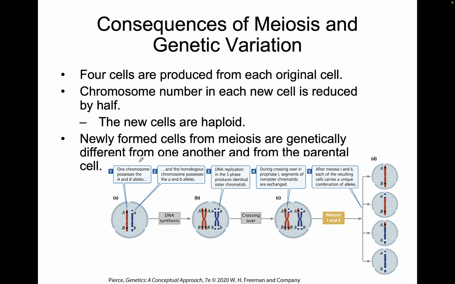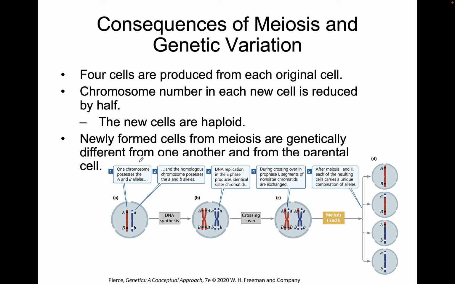So what are some consequences of meiosis and genetic variation? Okay. One, 4 cells are produced from each original cell. A difference between mitosis and meiosis: mitosis produces 2 genetically identical cells. Meiosis produces 4 cells that are each different. They're each unique.